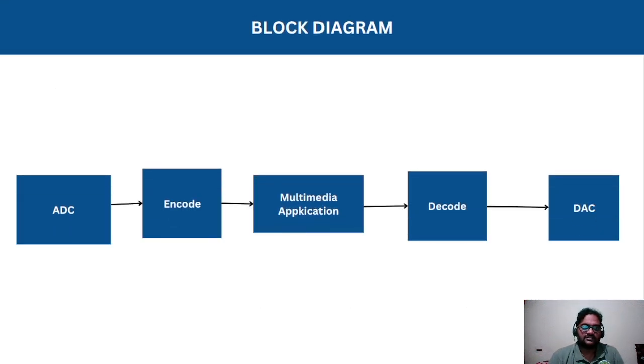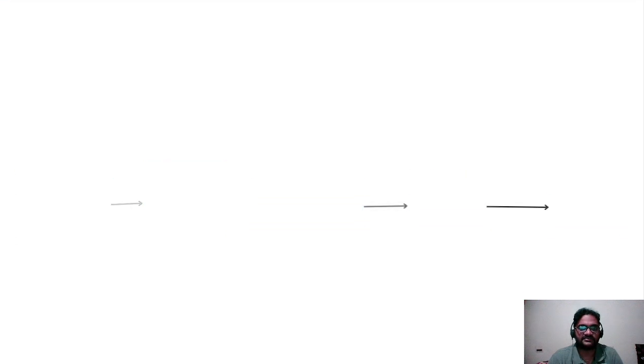So this is what typically happens. You have analog to digital, you encode the data, and you send all the information to a multimedia application or any other application, which processes all the required things. Then after that it decodes the data, and finally you convert the digital back to analog. This is how the typical process happens with the help of encoders and decoders.